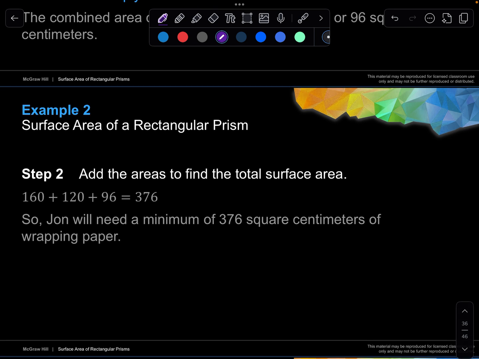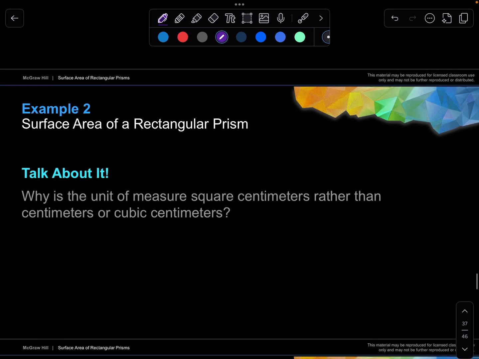And then for the surface area, we're going to add all of this. That gives us a minimum of 376 square centimeters. So why is the unit of the measure in this case square centimeters rather than centimeters or cubic centimeters? Because we're not talking about a single dimension. If it's a single dimension, such as a length or a width, it would be a centimeter. Cubic centimeter is only going to come in when we're talking about volume. Surface area only concerns 2 dimensions, and therefore we use a square centimeter and not a cubic centimeter.